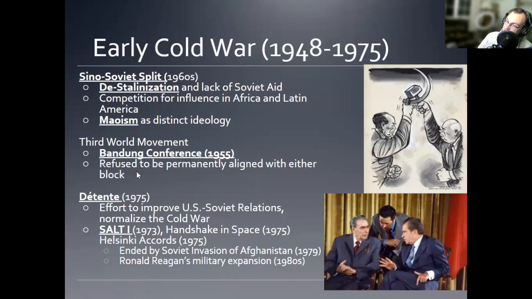So, for example, in 1973, both sides signed the SALT I treaty, which limited the number of nukes each could build. There's also the famous handshake in space, in which Soviet cosmonauts and US astronauts met on the space station and shook hands for the camera, symbolizing this unification of these two ideas in space. And finally, there was the very famous Helsinki Accords, which maybe could be considered the peak of détente, in which both sides agreed to respect human rights.